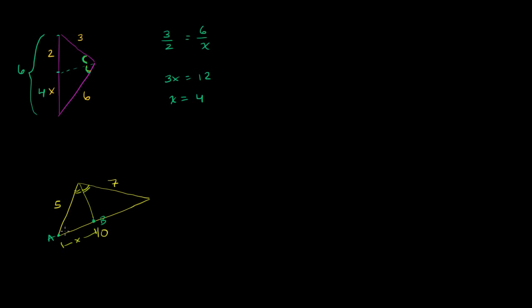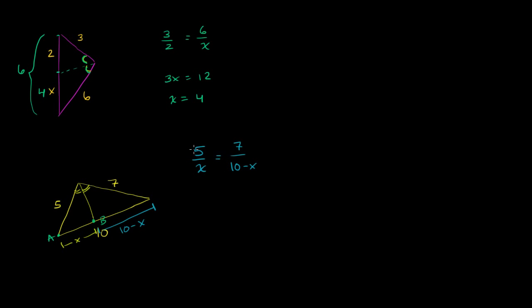So once again, angle bisector theorem, let me do this in a new color, the ratio of 5 to x is going to be equal to the ratio of 7 to this distance right over here. And what is that distance? Well, if the whole thing is 10, and this is x, then this distance right over here is going to be 10 minus x. So the ratio of 5 to x is equal to 7 over 10 minus x.